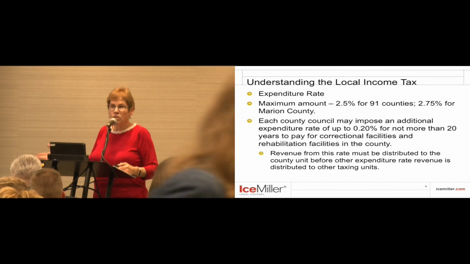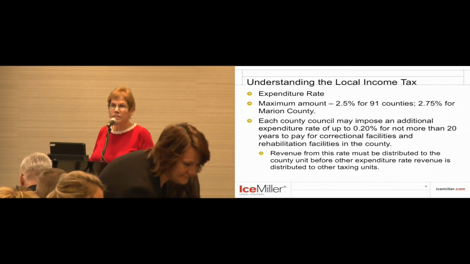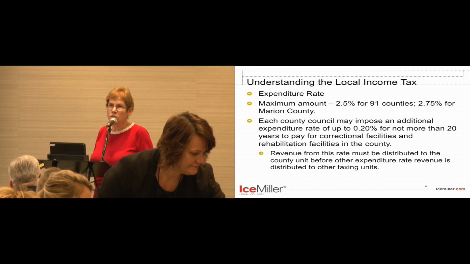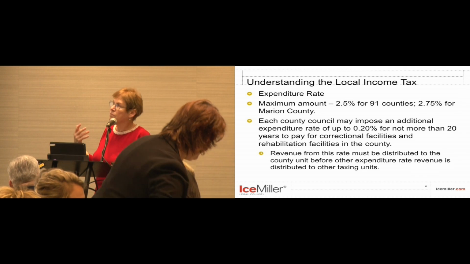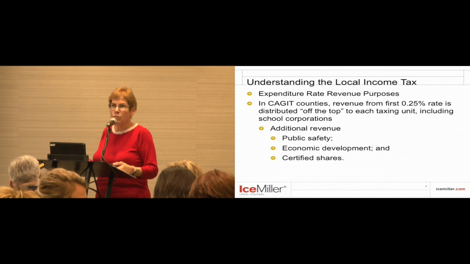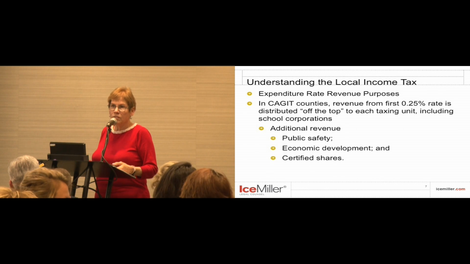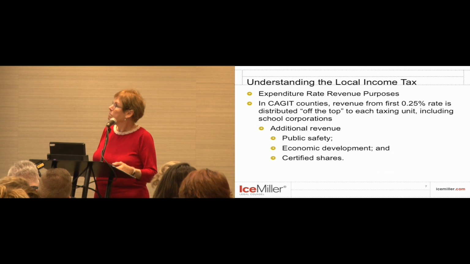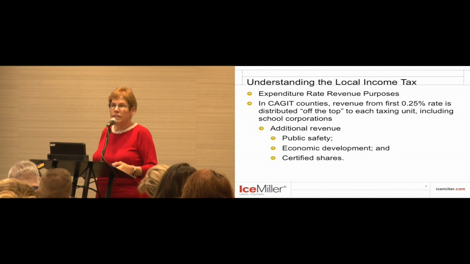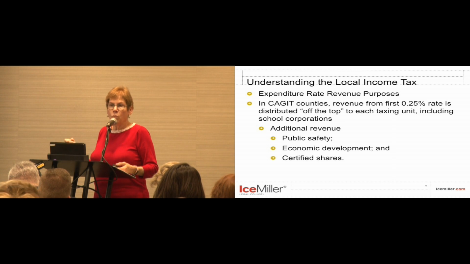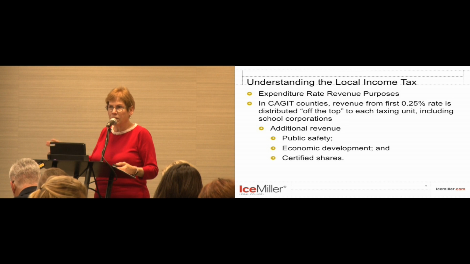The purposes for which the expenditure rate may be used, and it's not just county money. Those of you who are familiar with the former statutes know that a portion of the revenues flow to other civil taxing units in the county. So in counties that were formerly CADGET counties, 0.25% off the top is dedicated to property tax replacement credits, and this will go to schools. This is the only local income tax revenue that will automatically flow to schools.